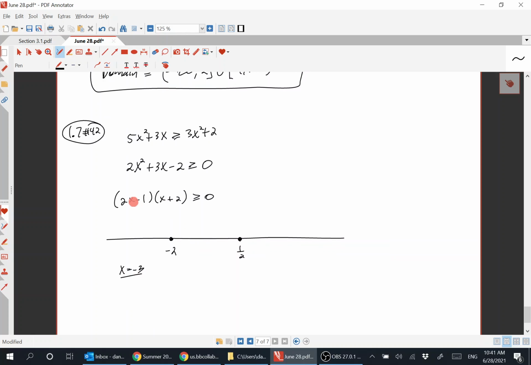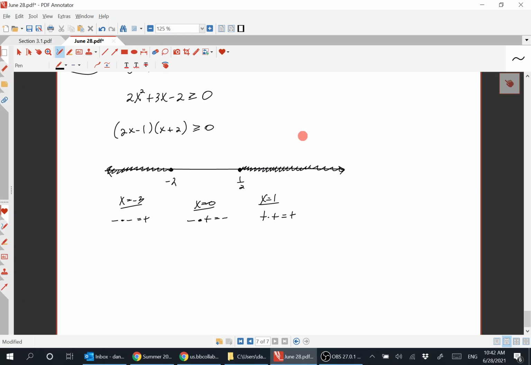For x equal to -3, this is negative, that's negative, so it's negative times negative, which is positive, so that is part of your solution, because we want it to be positive. Inside here, x equal to 0, this is negative, that's positive, so the whole thing is negative, so that's not part of the solution. And then something in here, x equal to 1, so this is positive and that's positive. So the product is positive. So that is part of the solution.